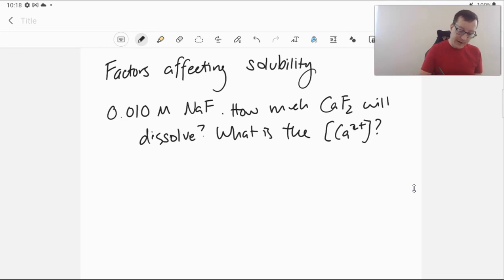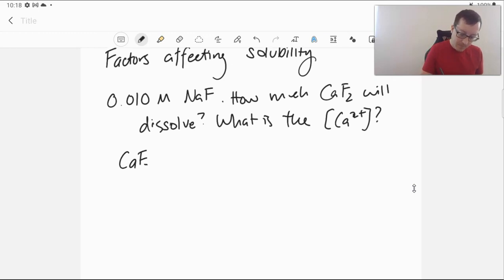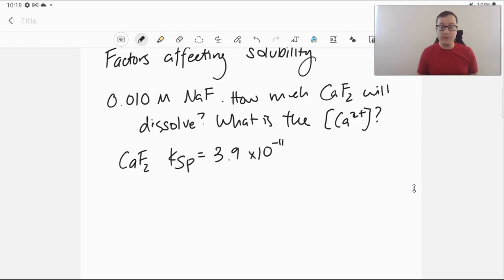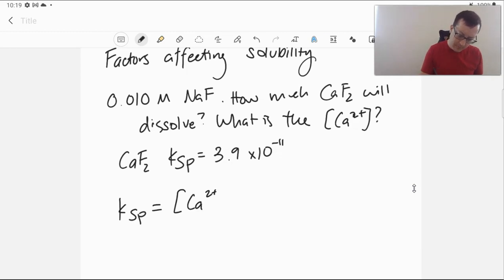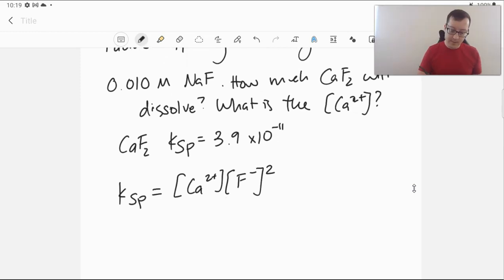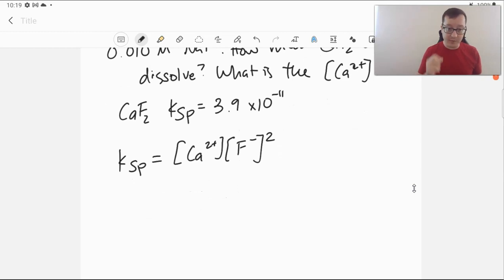We see that calcium fluoride has a Ksp of 3.9 times 10 to the negative 11. And now we're going to apply the common ion effect here. So if we understand that sodium fluoride is a fully soluble ionic compound, it's going to dissolve all of it into the fluoride and sodium ions. And so if we want to apply the solubility product constant, that's going to be calcium times fluoride squared, which will be our Ksp.